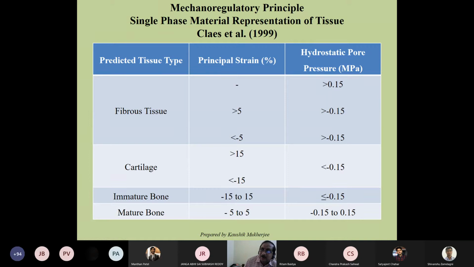And remember that any proposed model needs validation. Okay, it needs to be validated, verified with biological experiments. Things are not published just like that.